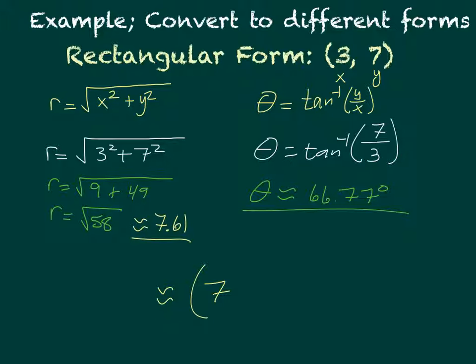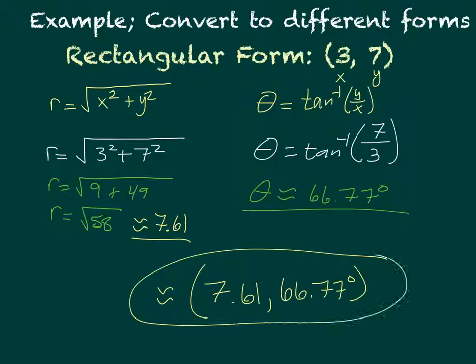Okay, so our final answer would be approximately 7.61 for our radius and 66.77 degrees for our theta. And again, approximations are good enough for now.